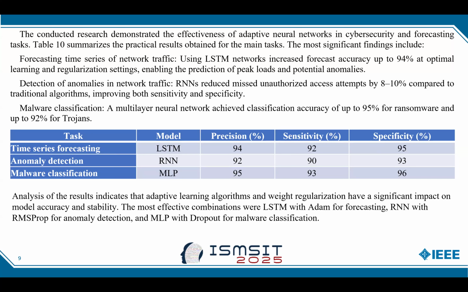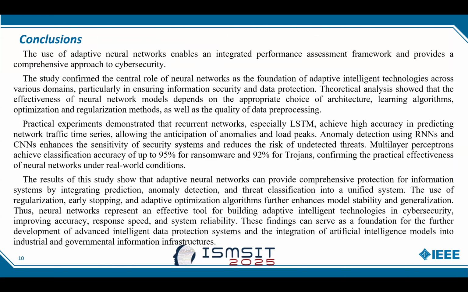The best combinations were LSTM with Adam for forecasting, RNN with RMSprop for anomaly detection, and MLP with dropout for malware classification. In conclusion, adaptive neural networks provide an integrated framework for performance assessment and comprehensive cybersecurity protection.